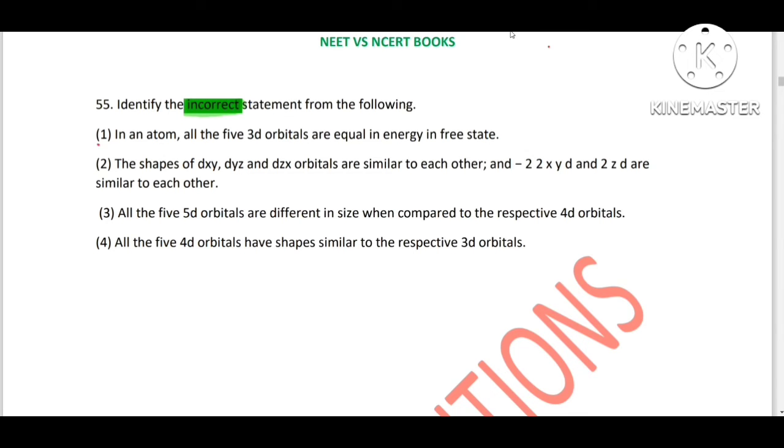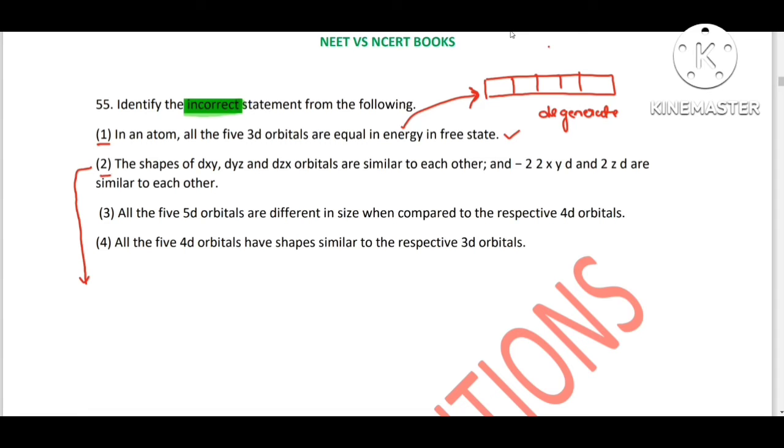Now let us discuss the first one. In an atom, all the 5 3d orbitals are equal in energy in free state. That means we know the concept of degenerate orbitals. In degenerate orbitals, all 5 orbitals are of equal energy. These are called the degenerate orbitals. So statement 1 is correct.